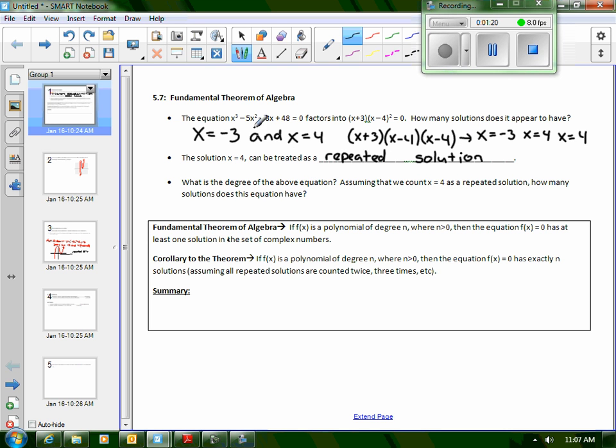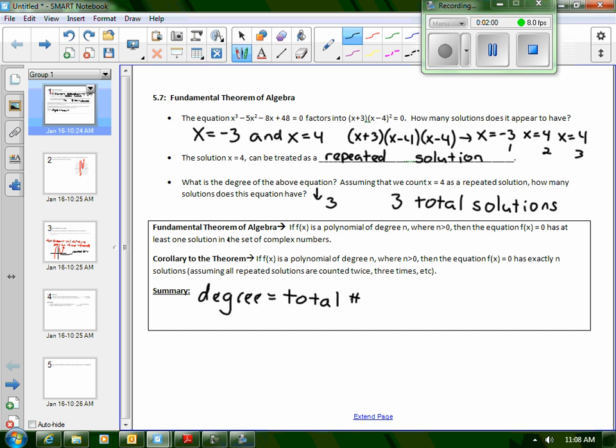We're going to revisit that thought here in a couple minutes, but just a heads up on that idea. The degree of the equation above, meaning the highest exponent, is 3. And if we count x equals 4 as a repeated solution, the total number of solutions this equation has is 1, 2, 3. So we have 3 total solutions. That is the main idea behind the fundamental theorem of algebra: if the degree is n, then the number of solutions is n. So in the summary box here, what you can write is that degree equals total number of solutions.